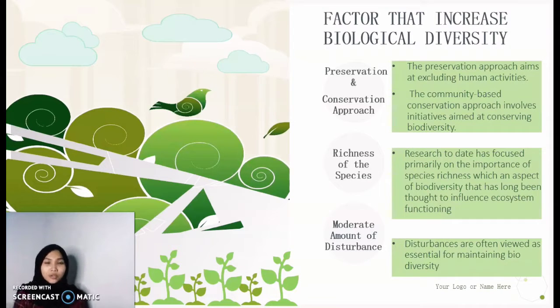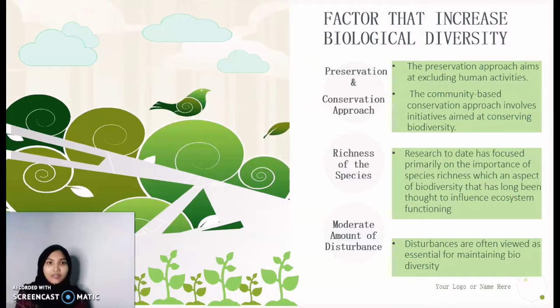So I will continue our group presentation this evening with the next point, which is factors that increase biological diversity. So there are a few factors that are affecting the increase and decrease in biological diversity. The decreasing factors seem to outnumber the increasing factors, but there are also increasing factors in biological diversity. There are several factors that cause an increase in biological diversity, and one of them is the richness of species.